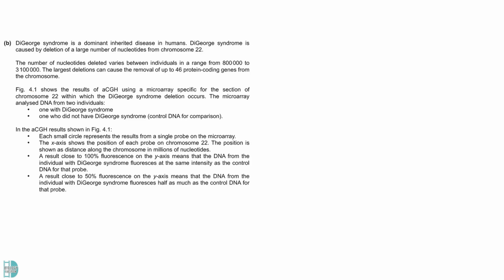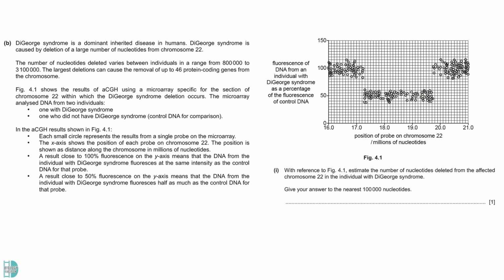Part B talks about DGOT syndrome, a dominant inherited disease that is caused by the deletion of a large number of nucleotides from chromosome 22. In figure 4.1, we have the results of the DNA analysis of two individuals, with and without the disease. From region 16 to about 17.3, there is no deletion.